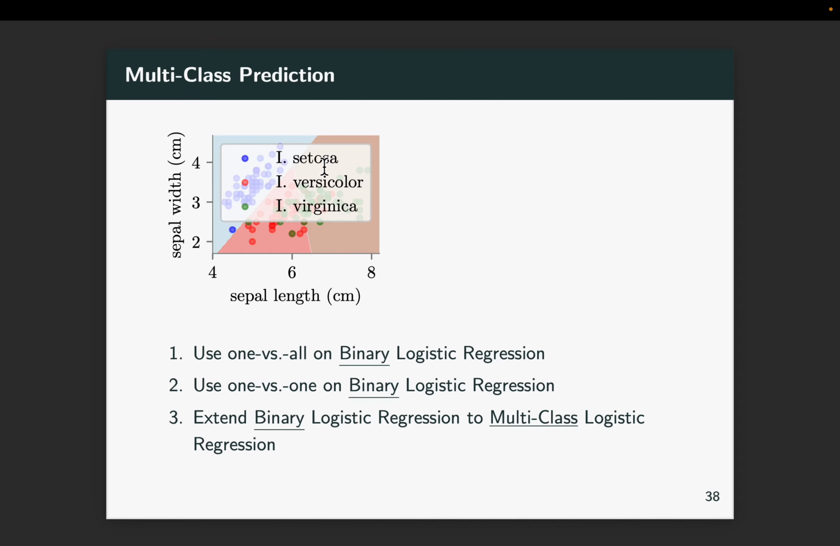But in today's lecture, we'll be looking at a simpler method where we don't have to use one versus all or one versus one, which is extending the binary logistic regression to multi-class logistic regression. We'll have to make a few small changes to the existing setup in order to do multi-class logistic regression.